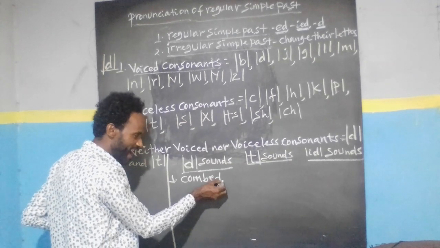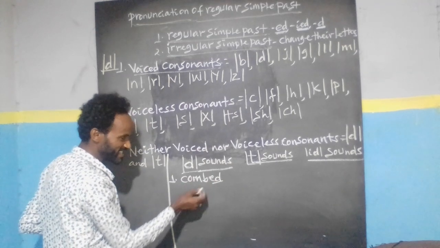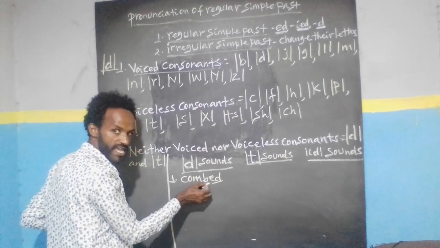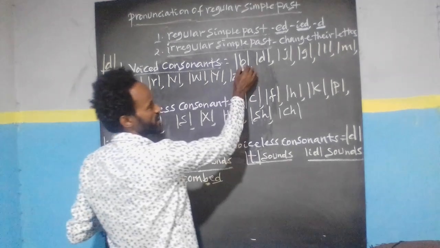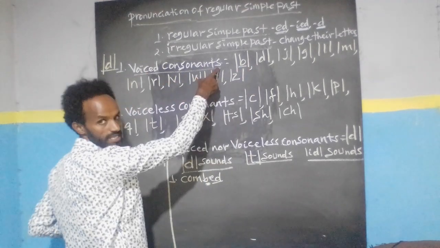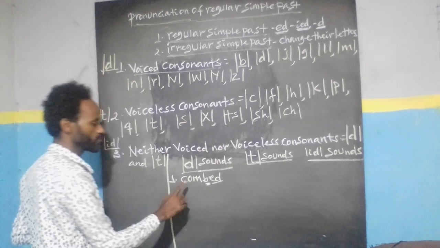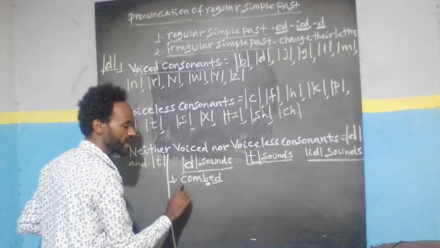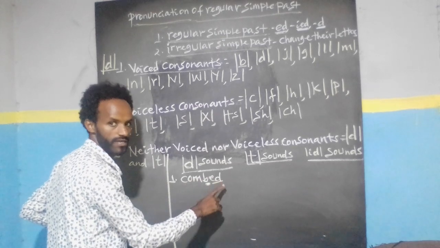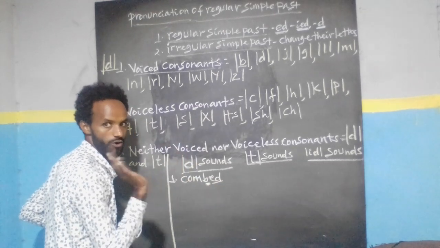So, before I add ed, the given verb ends with what? B, a consonant letter. The B consonant letter is a voiced consonant. So voiced consonants can be pronounced with a D sound. So when we pronounce this one, we simply say combed. Yes, combed. We call it a normal D sound.